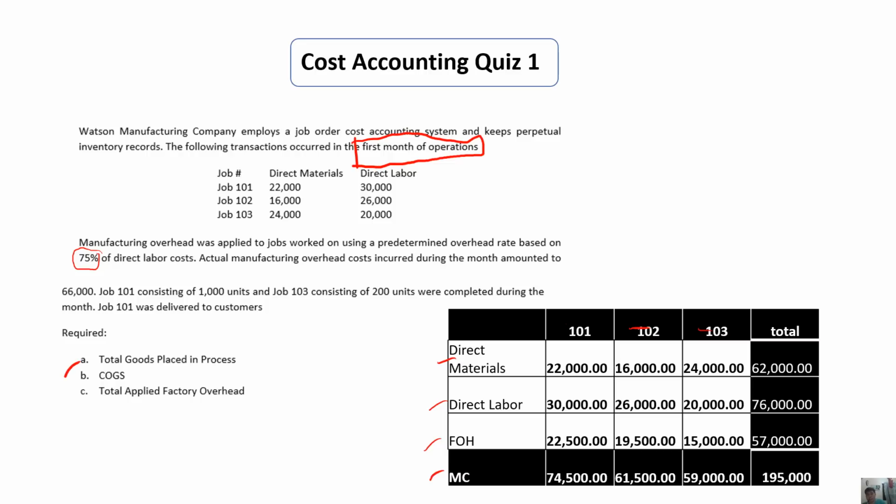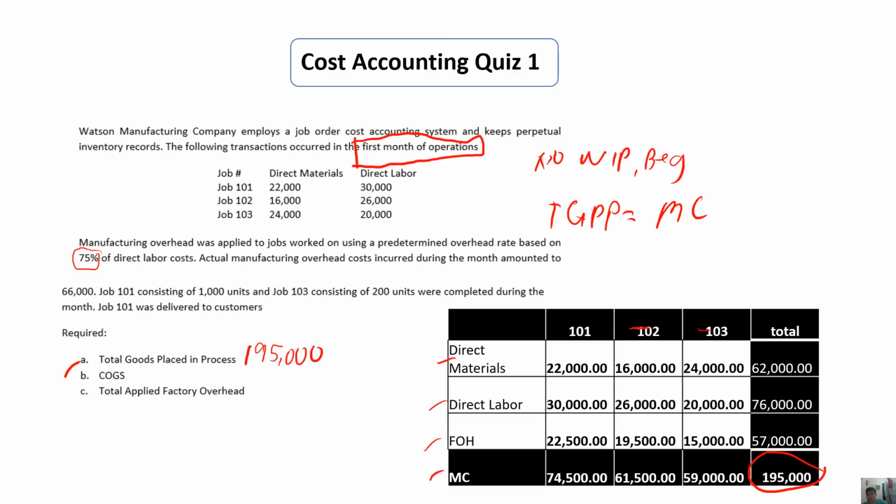So ang first requirement natin is to determine the total goods placed in process. So as we remember earlier, this is the first month of operations. Ibig sabihin, no work in process beginning. So dahil walang work in process beginning, the total goods placed in process is also equal to the manufacturing cost. So magkano ba ang manufacturing cost na na-compute based sa table? Amounting to 195,000. So therefore, ang sagot natin dito ay 195,000 pesos.